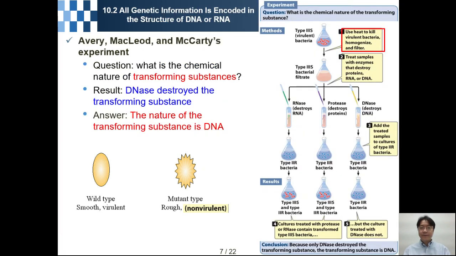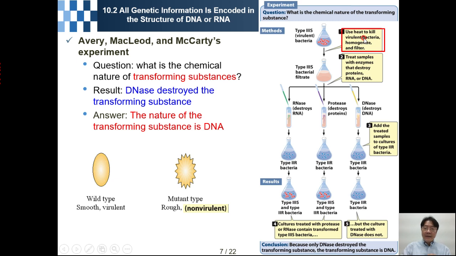So from Griffith's experiment, people found that there is a transforming substance. And the next question is, what is the chemical nature of the transforming substance? To answer the question, Avery did an experiment. So people used type S bacteria. Type S bacteria is virulent. The first step was to use heat to kill the virulent bacteria.